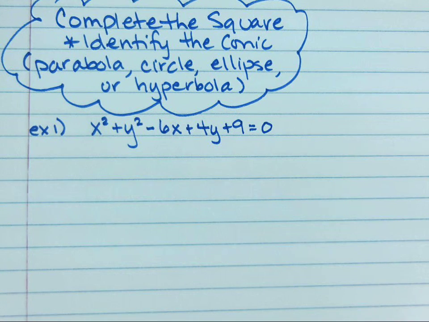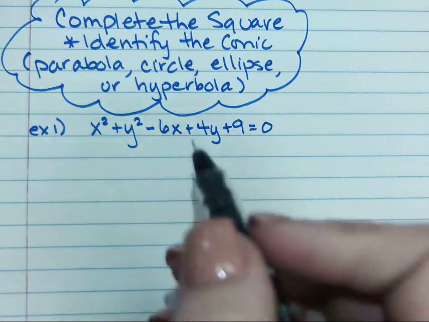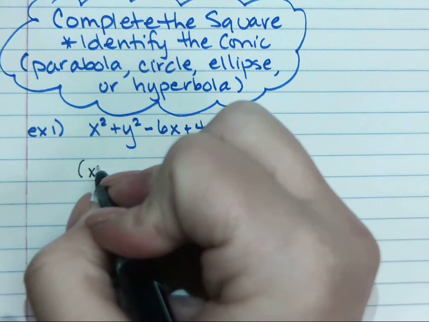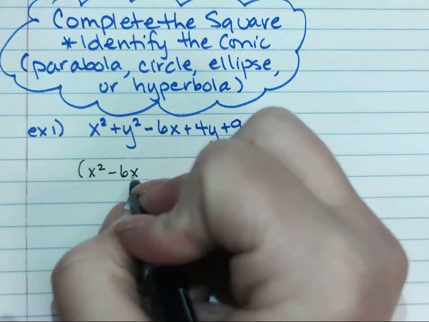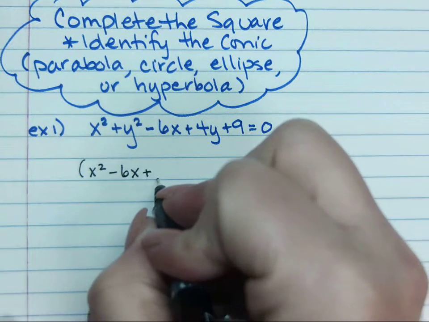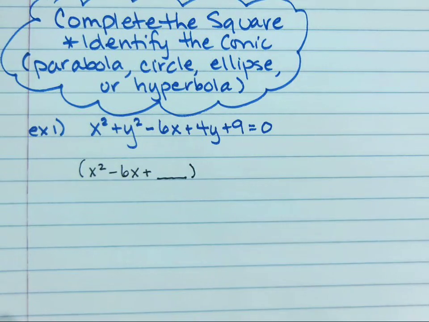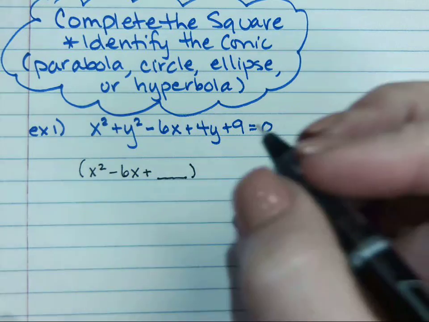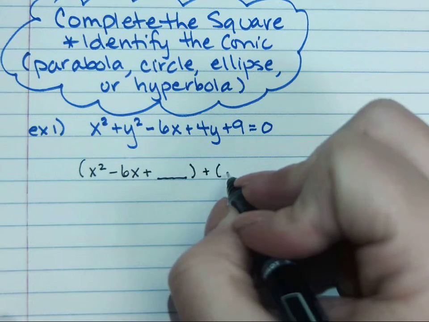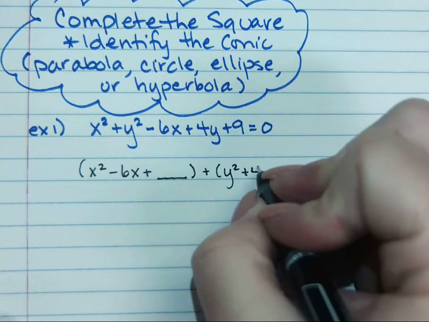And now with all of our equations that we're going to be working with, when we complete the square, we always need to gather all of the x's and the y's together. So I'm going to reorder my terms. And I'm going to put my x squared and my minus 6x together. And then again, because I'm going to complete the square, I'm going to need to add something to create a completed square from here. And then I'm also going to put together my y's.